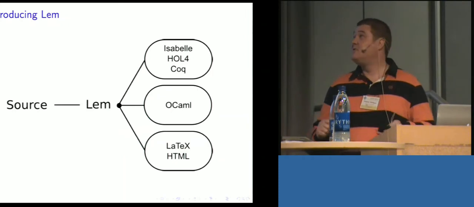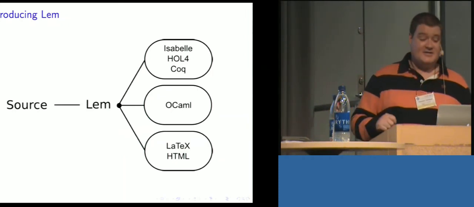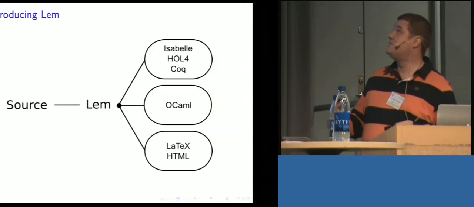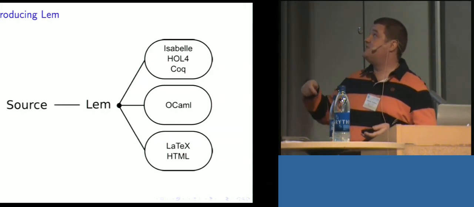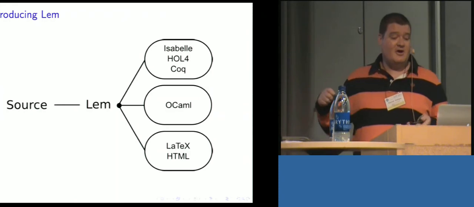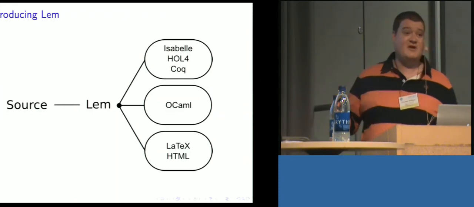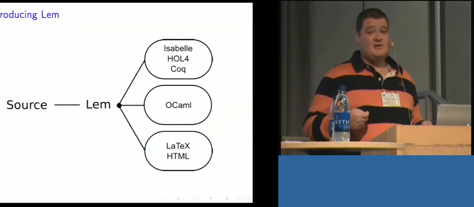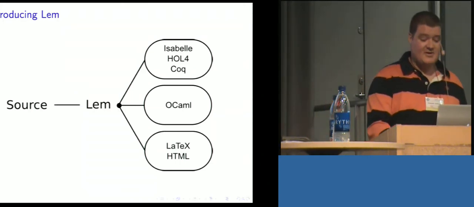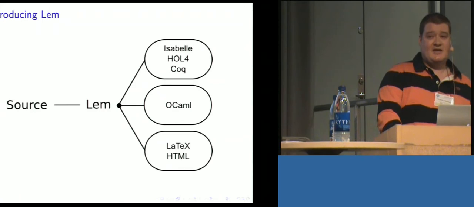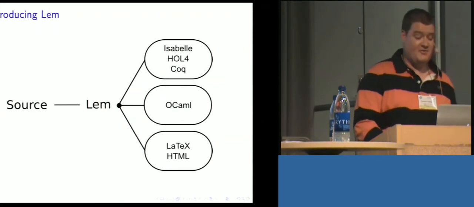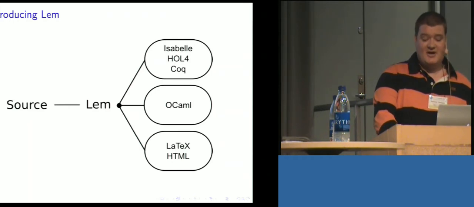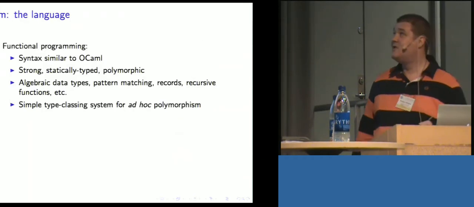So here's Lem, our tool. And as mentioned, it takes in a single input source description of a model. And as outputs, it can produce Isabelle/HOL, HOL4 and Coq output for reasoning with. It can produce OCaml code for executing the model, testing, validation, linked with an external tool. And it can produce LaTeX and HTML outputs for documentation, writing papers, and communicating with external bodies.